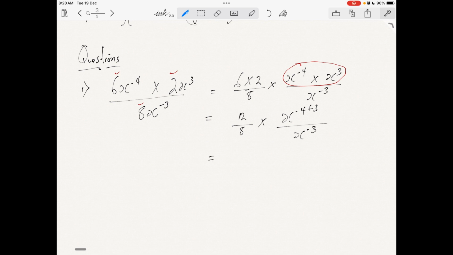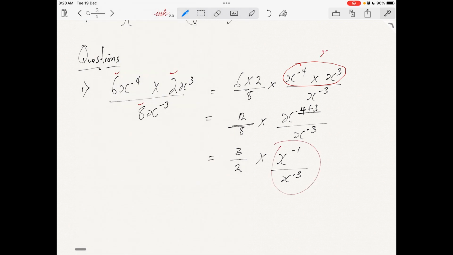So 12 divided by 8, when it is reduced further, gives us 3 over 2 multiplied by x raised to the power minus 4 plus 3, which gives you minus 1, divided by x raised to the power minus 3.